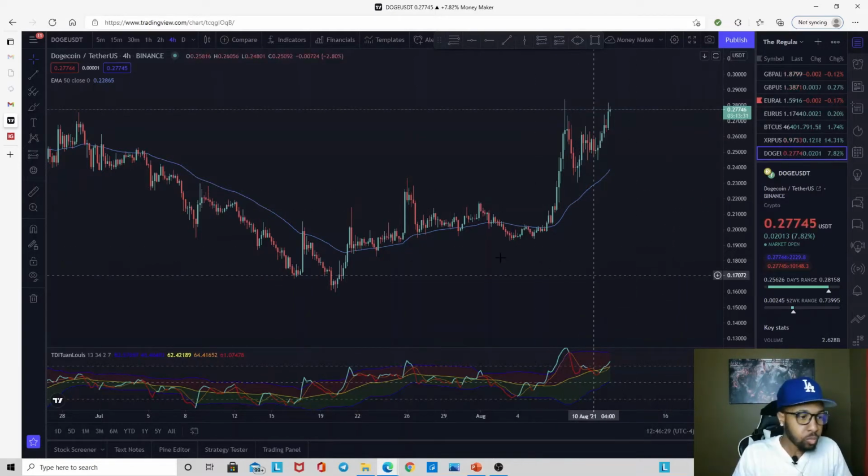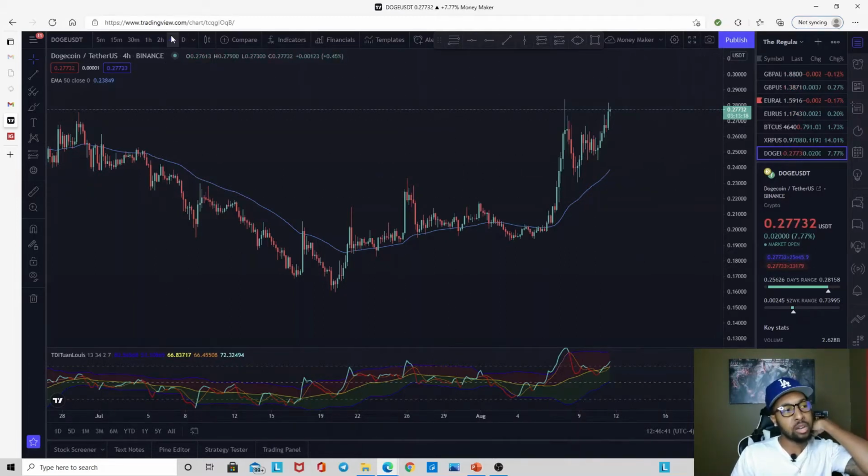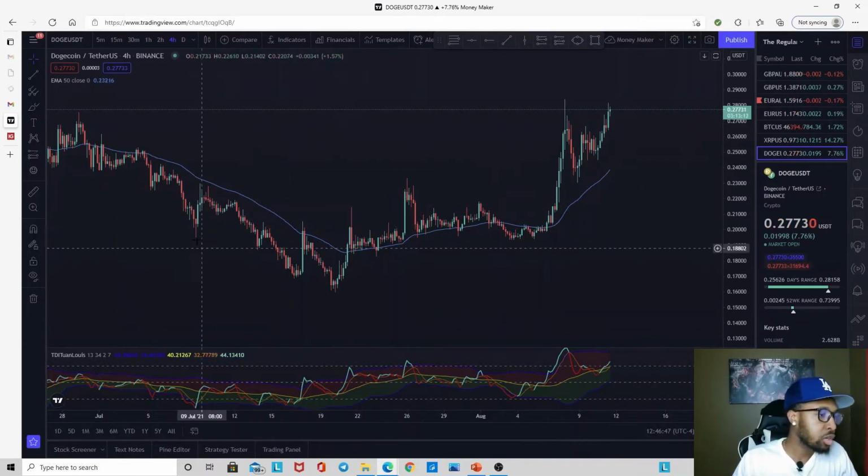So this Dogecoin, man, it's been doing a lot. It's been doing more consolidating than anything. I've seen this is a 4 hour time frame as well. So I'm gonna test out support and resistance levels on this Dogecoin. All right, so Dogecoin right here.